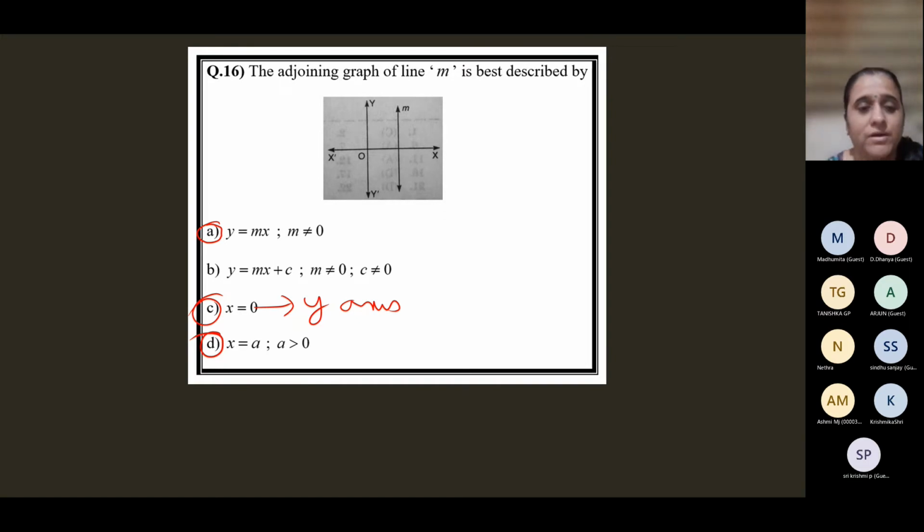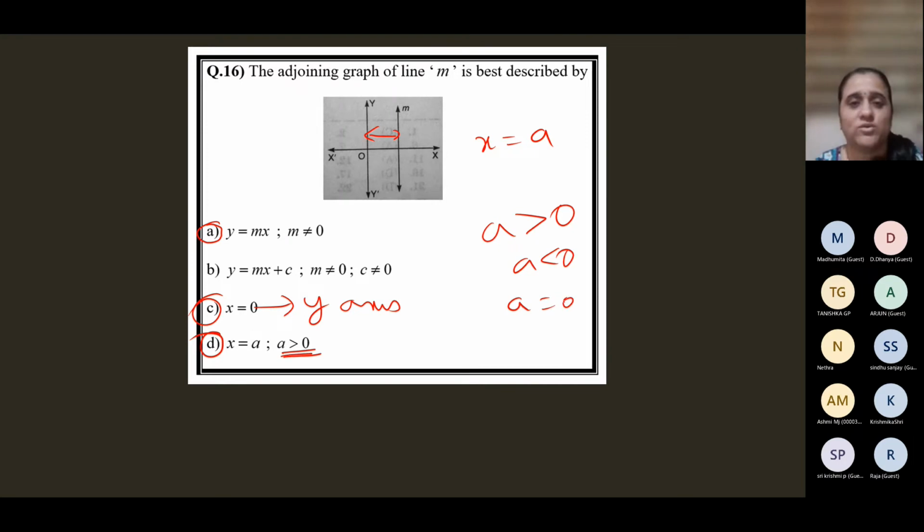Not of the line M. Okay, so we know that when a line is parallel to the... though it's not given, you should understand that M is parallel to the y-axis. That means its equation will be like x = a, and it is to the right of the y-axis. So it will be positive. Positive means greater than 0. a > 0 indicates positive, a < 0 indicates negative, and a = 0 means a is equal to 0.